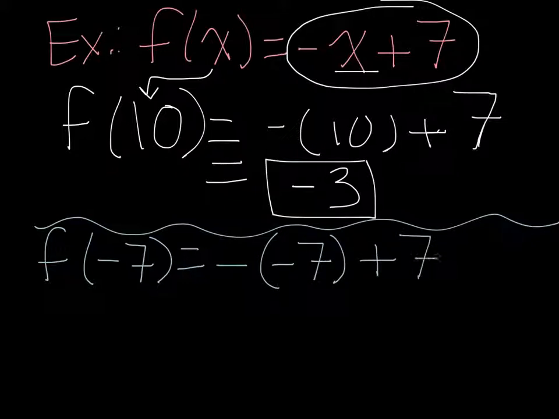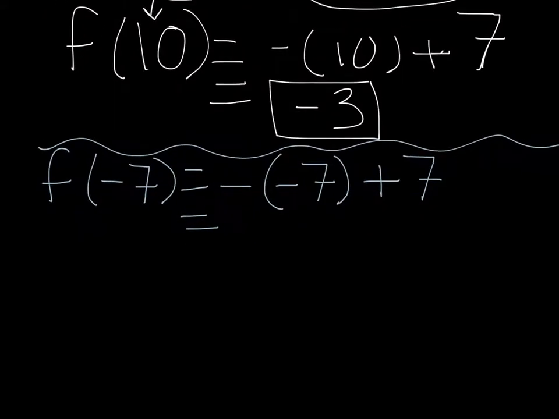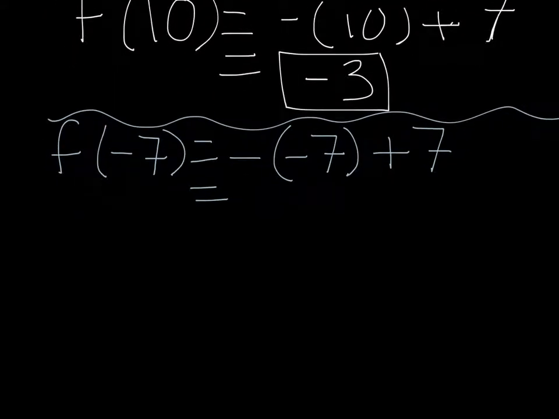I add 7. Now I just do my order of operations. So I have negative 7 plus 7. These two negatives become positive. So I have 7 plus 7, which is 14.